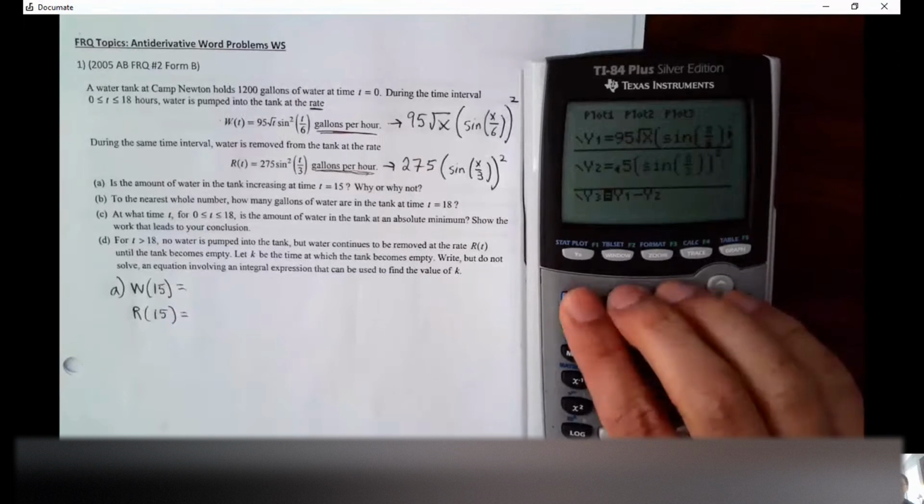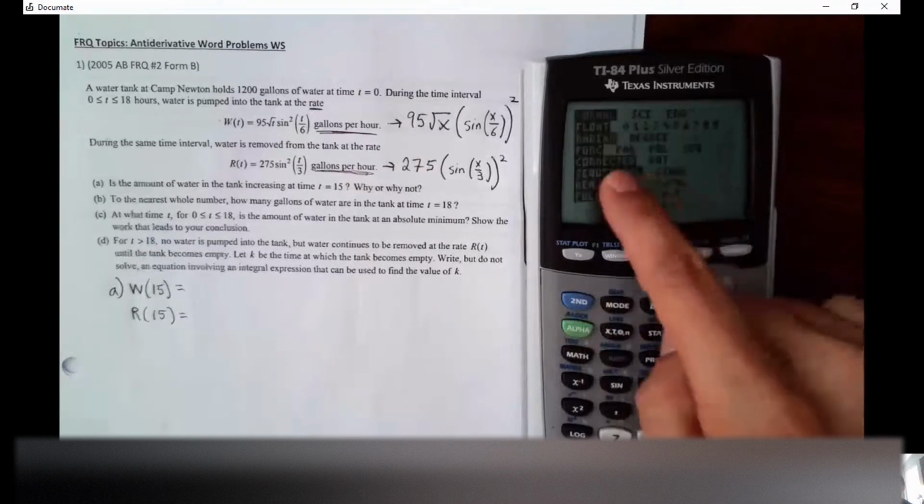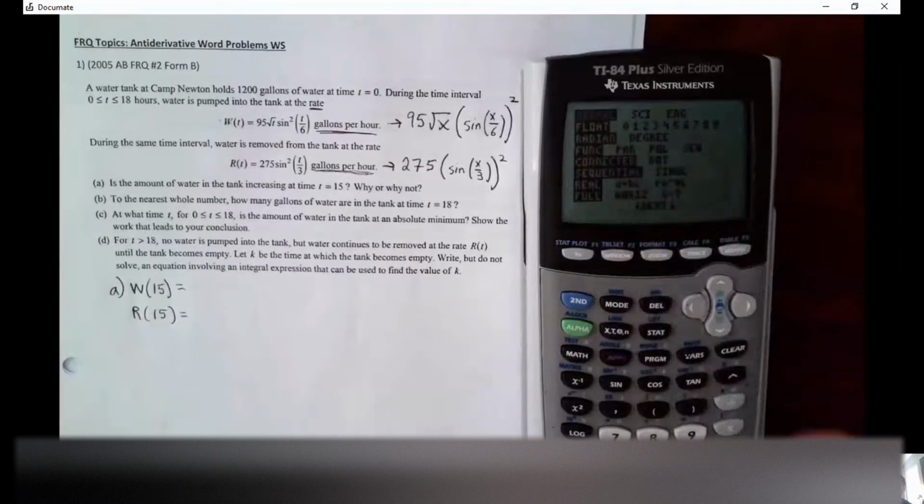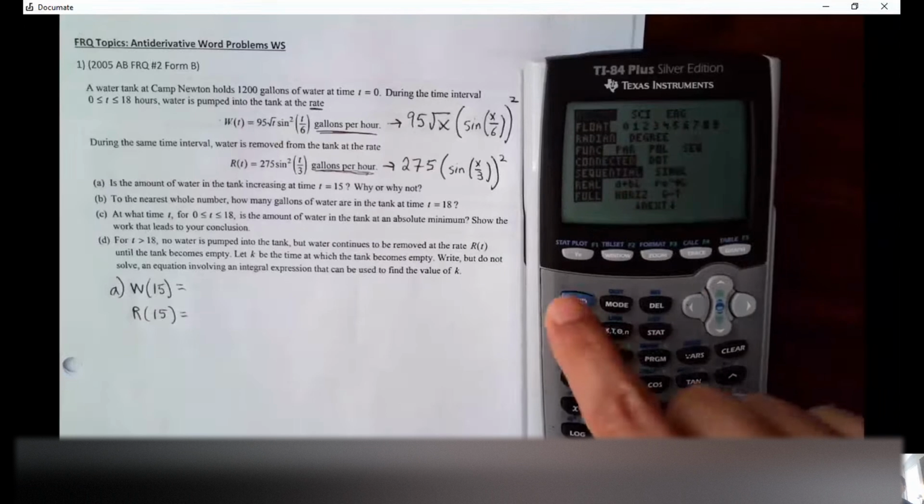Make sure that you're in radian mode. We're always in radian mode. On the AP exam, you never have to switch back and forth, but always in radian mode.